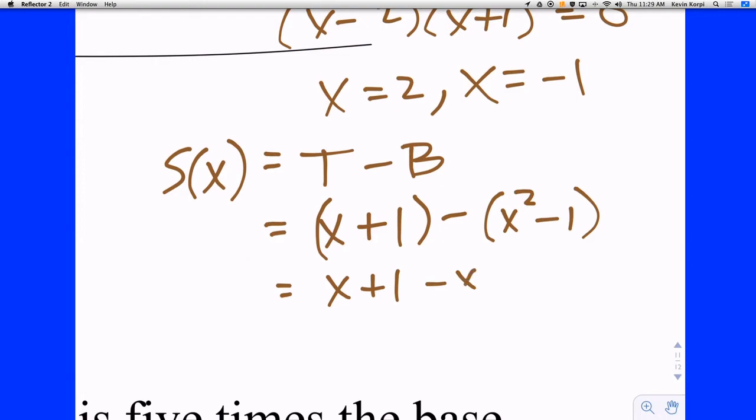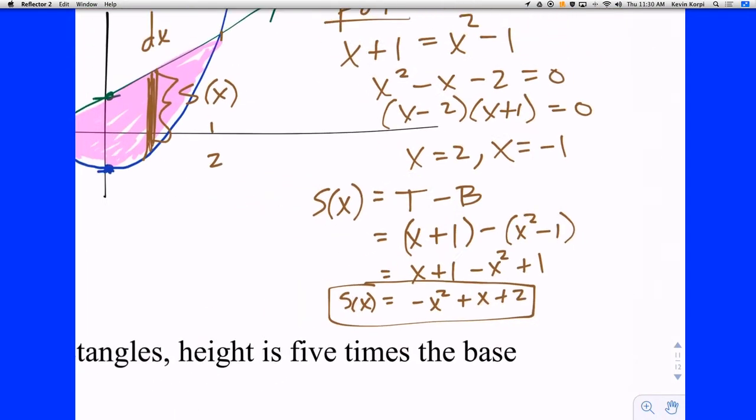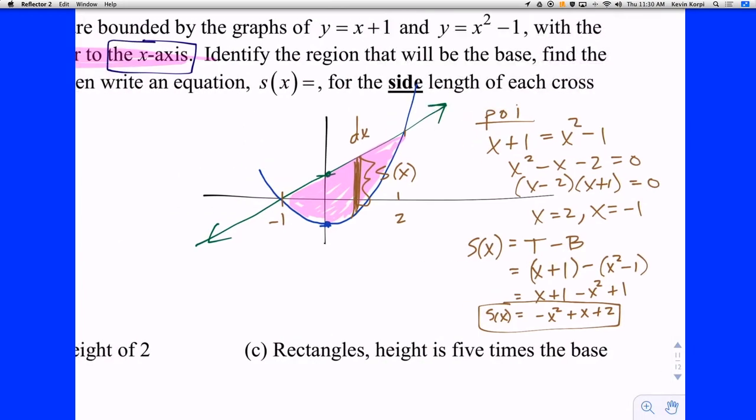All right, so if I simplify by distributing, I get negative x squared plus x plus 2. There is my side length. And I know now that if I plug in any value of x into here from negative 1 to 2, it's going to give me a positive number.